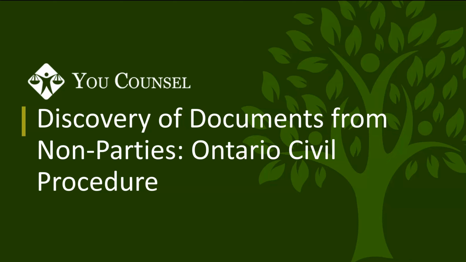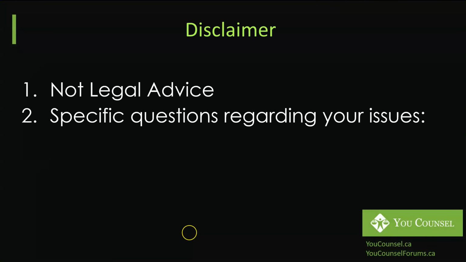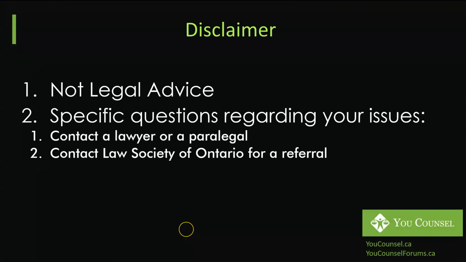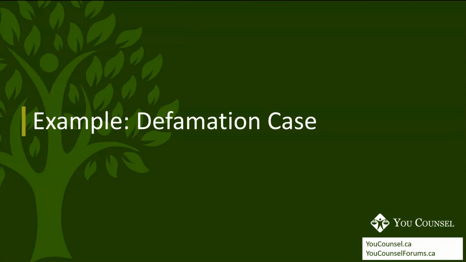And that party has some documents which are crucial to your case, and you want those documents to be produced. You want to get those documents so you can use them as evidence in your trial in support of your case. So how do you go about getting those documents? Today's lecture explains how this can be done through Ontario's Rules of Civil Procedure. This lecture is for educational purposes only, so if you have any specific questions, you should contact a lawyer or a paralegal or the Law Society of Ontario for any referral.